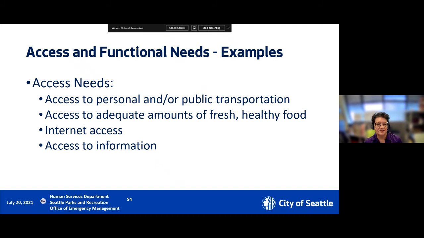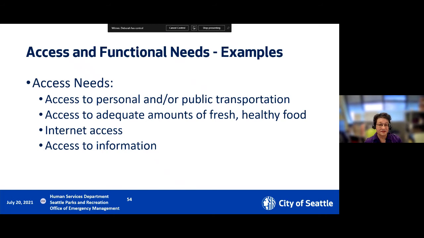Think about how this access need plays out in an evacuation situation or when supplies are being distributed from a central location. Do you have the ability to go there and get them? Or is that an access need? It also can be access to adequate amounts of fresh, healthy food.